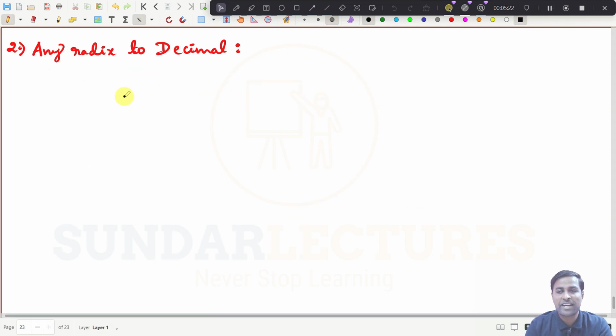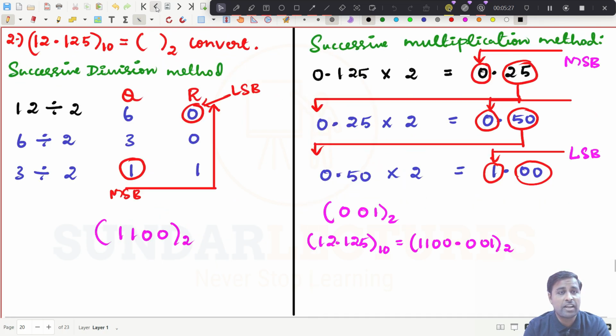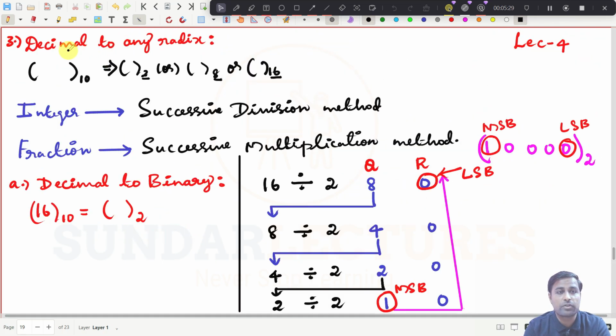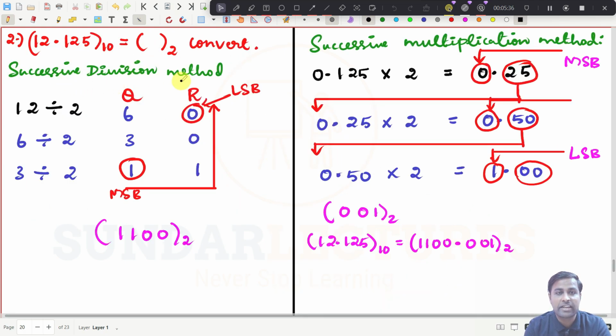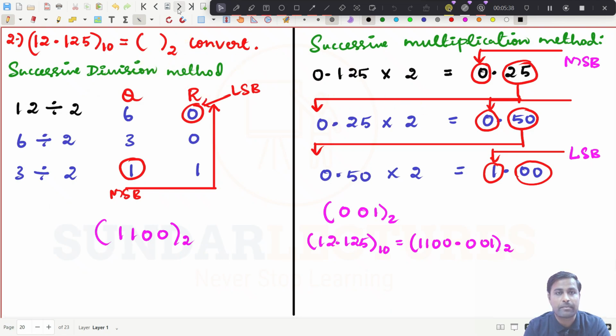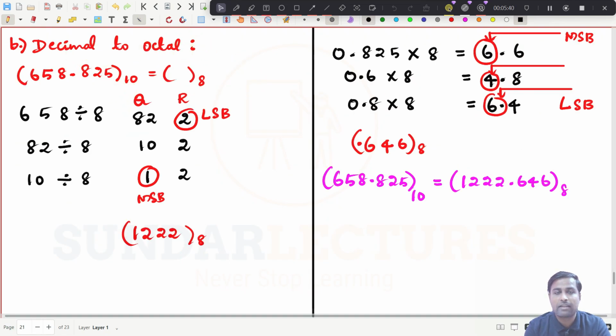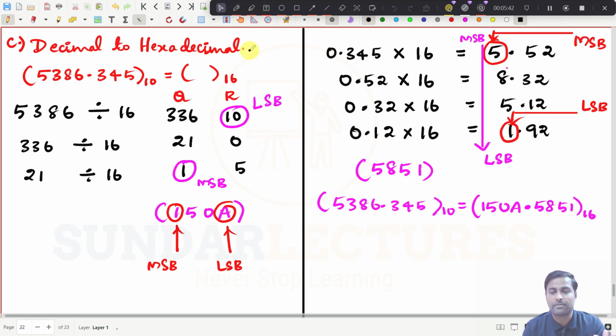See the next part, it is any radix to decimal. See what we have done now. What we have done, see here we have taken all the values, right? So decimal to any radix. So you have to convert decimal to binary. That is what we have done here, decimal to binary. And then decimal to, we have taken another example here. So decimal to octal, we have converted. Decimal to hexadecimal, we have converted.